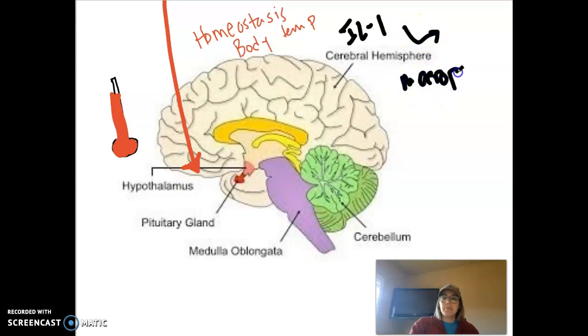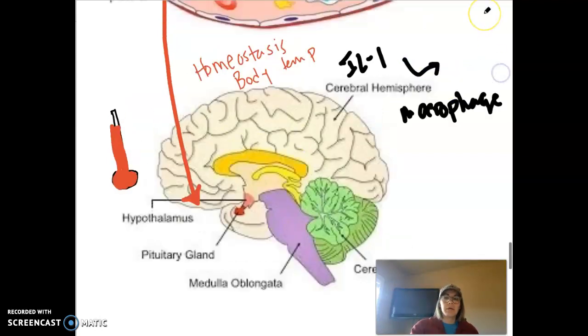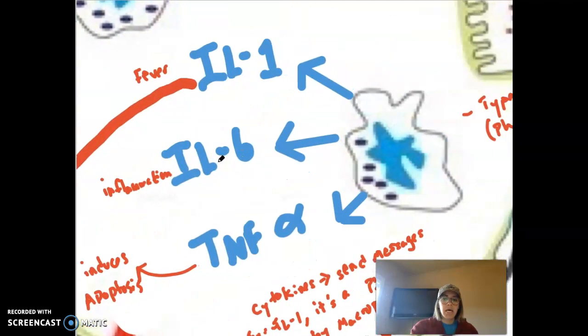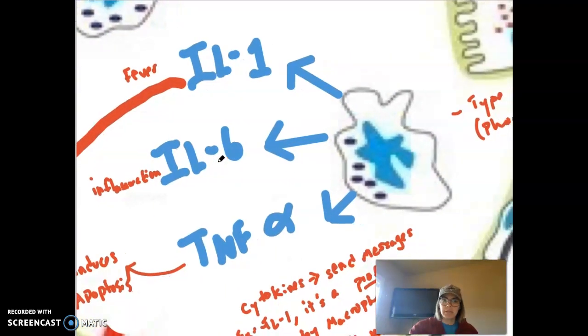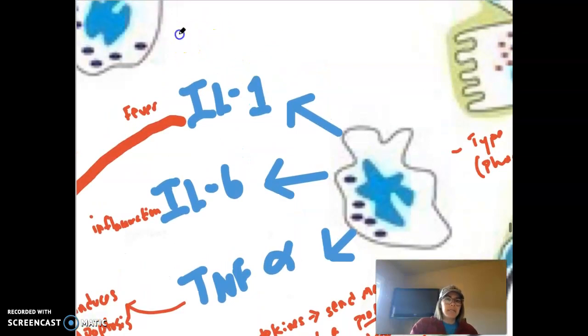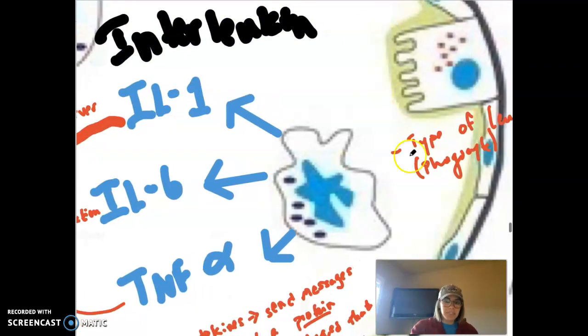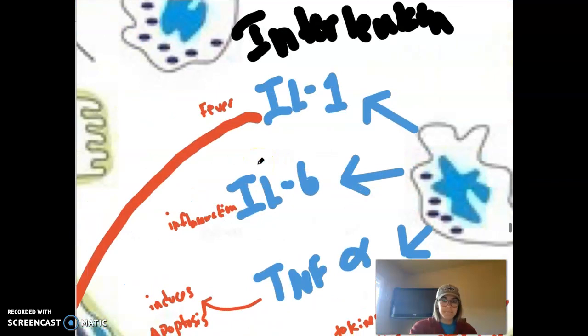Now, the other one that was released was IL-6. I already kind of touched on that, in that this is going to cause that inflammation. And just to kind of clarify really quickly, IL stands for interleukin, and a leukocyte is a type of immune cell. It's a type of phagocyte, okay? So IL-1 is interleukin-1. IL-6 is going to cause that inflammation. It's also going to send out signals to say, hey, T cells, B cells, come and get me.